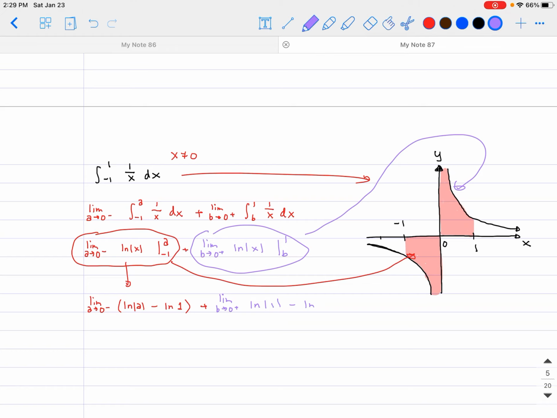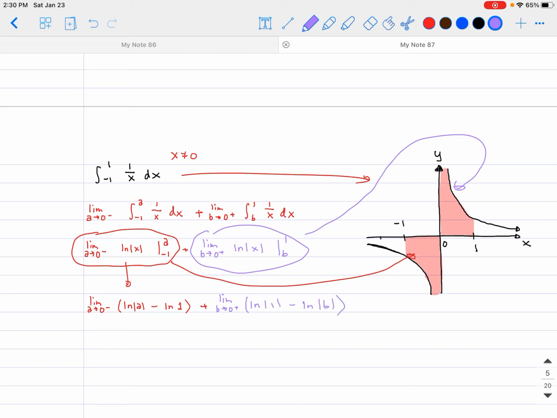And then this guy is going to be limit as b approaches 0. Oh, actually, I did write the limit already. Sorry about that. Making mistakes left and right. Oh no, that's not good. Limit ln of absolute value of b. Okay, so there it is.